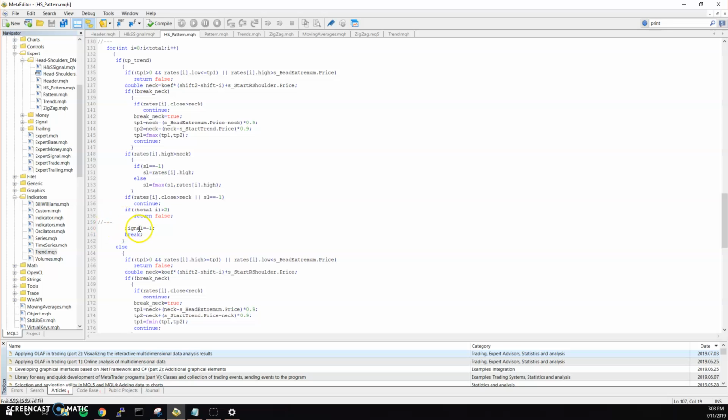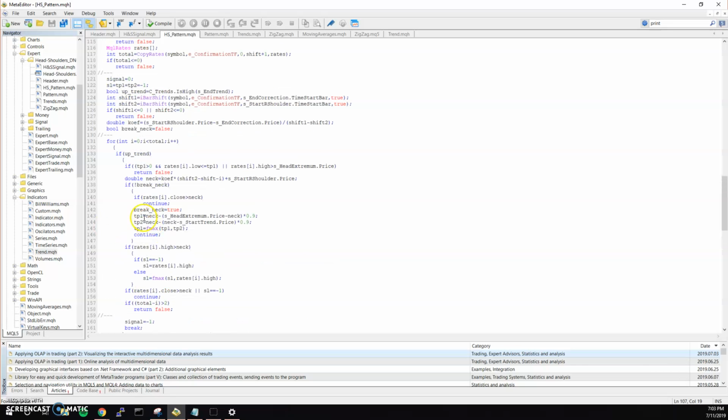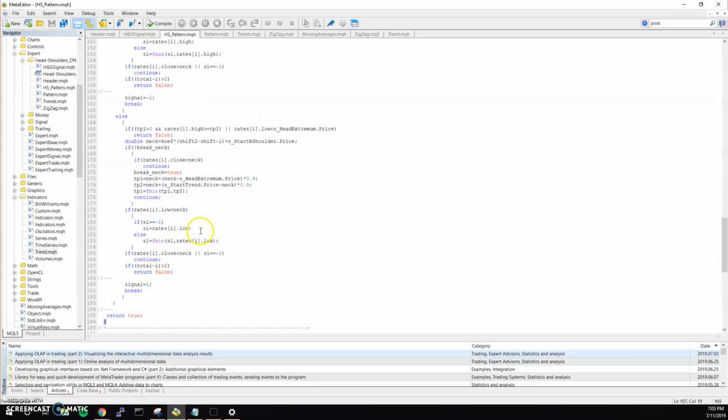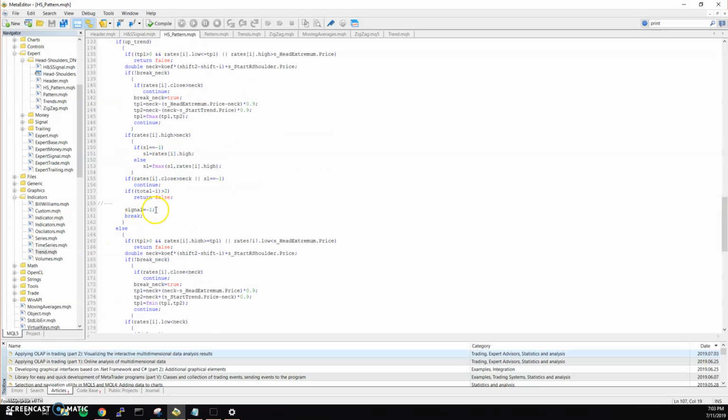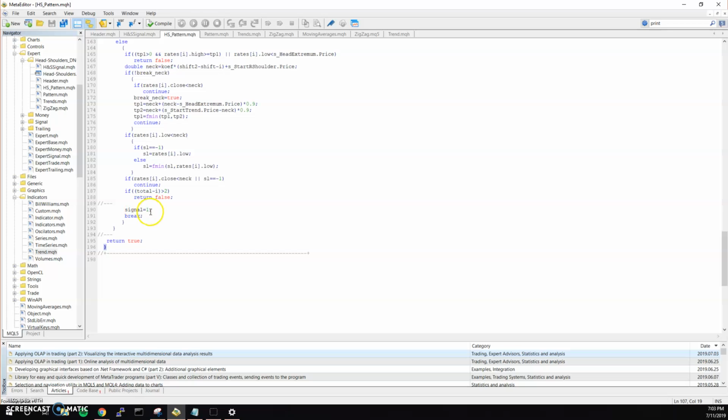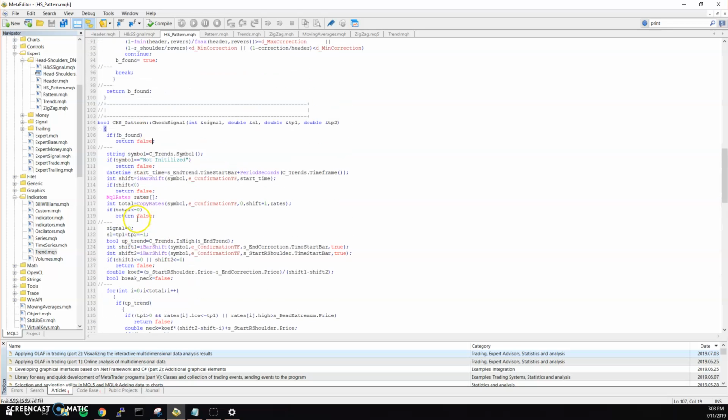If the signal is set to -1, that means there's a regular head and shoulders, and we should sell. And if the signal is set to 1, that means there's a reverse head and shoulders. That's the main gist you need to get from this function. Very, very useful for detecting patterns.